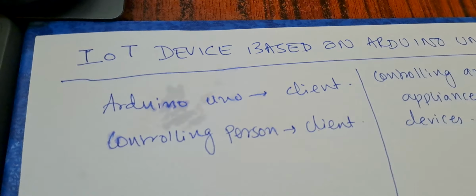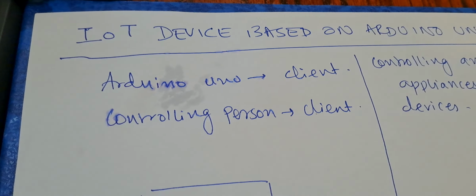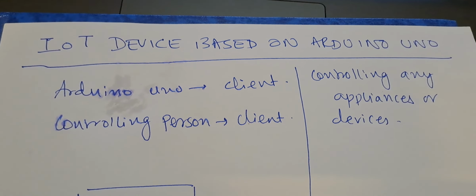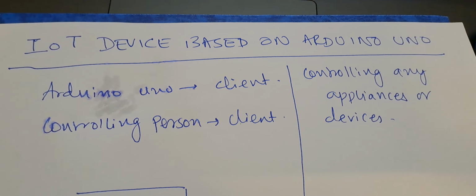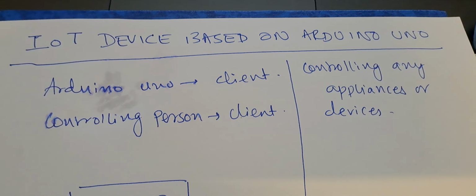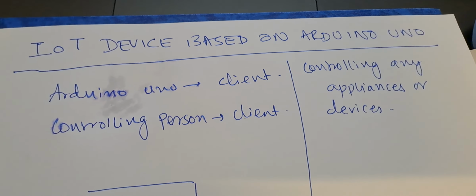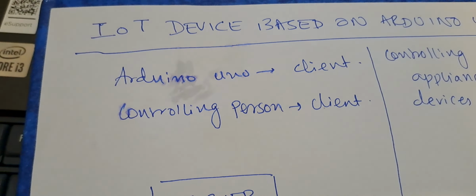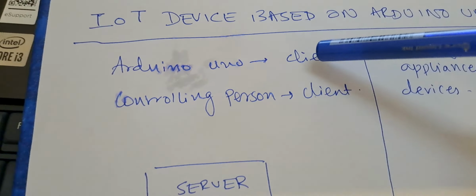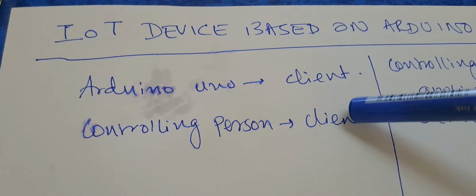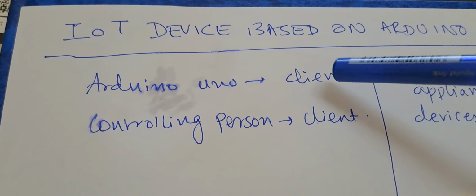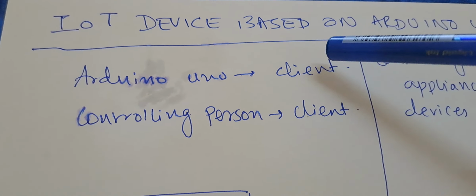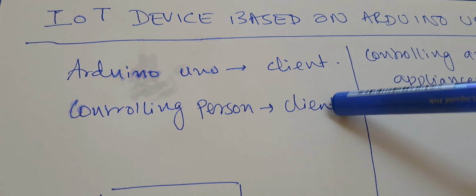So here I am showing you the basic functionality of the circuit. As you can see, I am using Arduino Uno in client mode. Arduino Uno is a client in this process, and the person controlling the Arduino Uno is also a client. So both of them are clients. The clients are communicating with the main server. The server will give responses to the clients as per requirement.